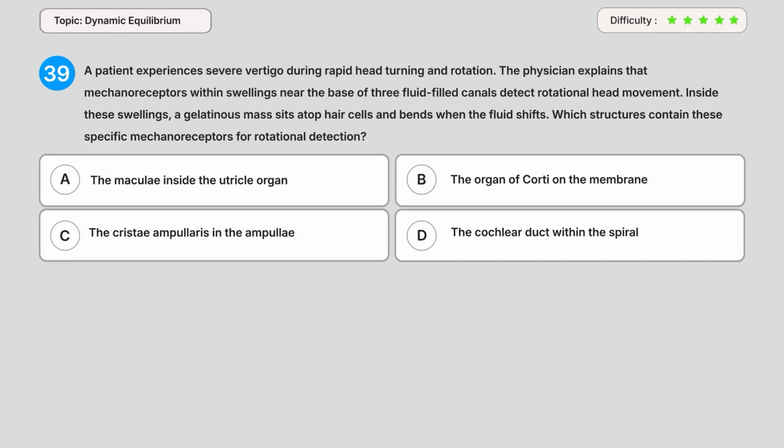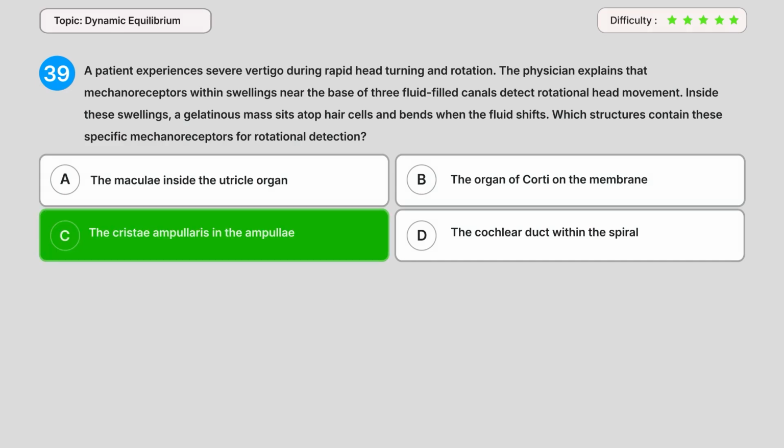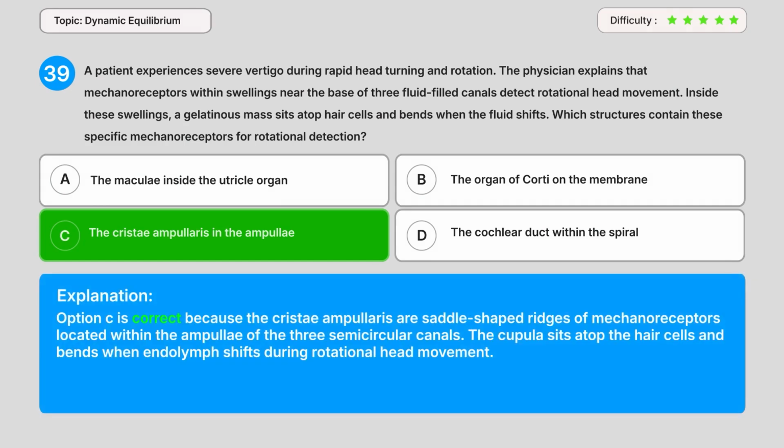Correct answer, C. The cristae ampullaris in the ampullae. Explanation. Option C is correct because the cristae ampullaris are saddle-shaped ridges of mechanoreceptors located within the ampullae of the 3 semicircular canals. The cupula sits atop the hair cells and bends when endolymph shifts during rotational head movement.